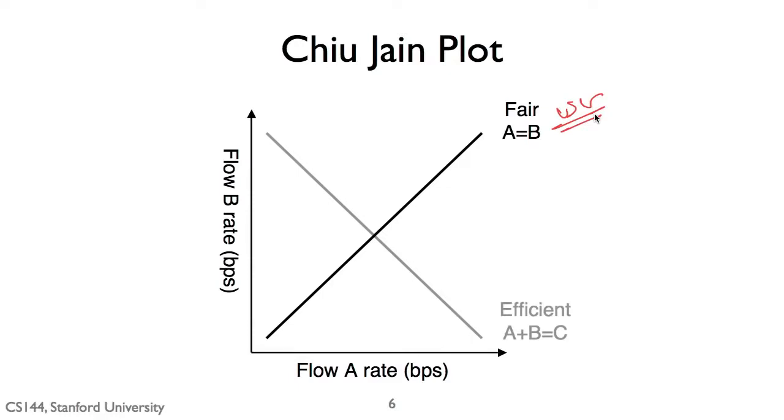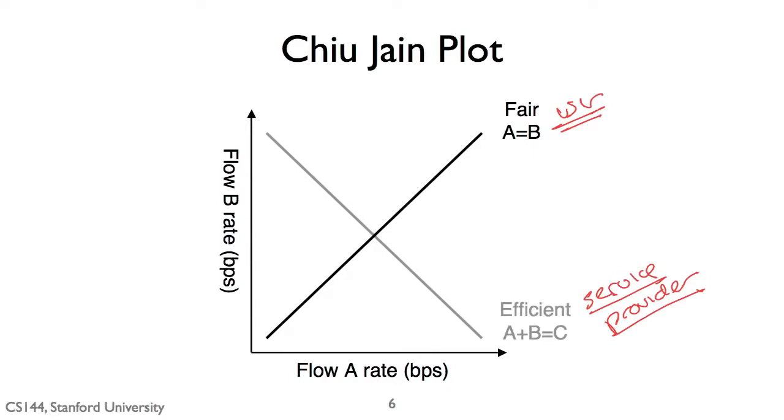Now, if we are maintaining the service provider requirement, as we're actually running the network at capacity, then it should be that A plus B, the sum of these two flows, is equal to the capacity of the network. Right? So this is the service provider requirement.